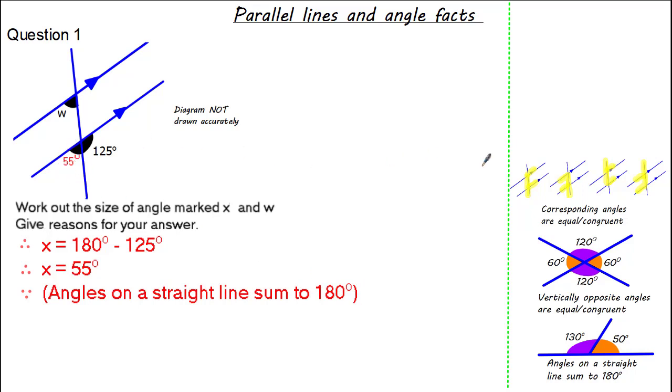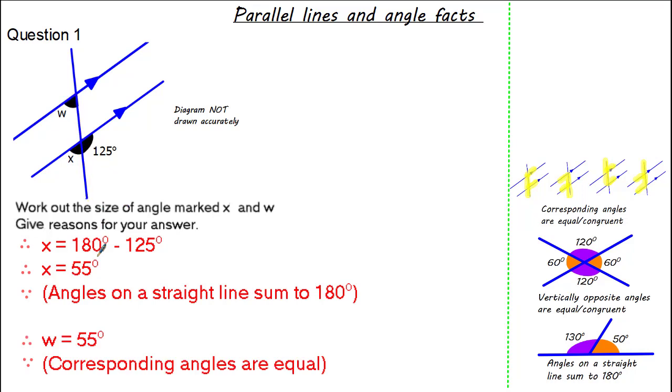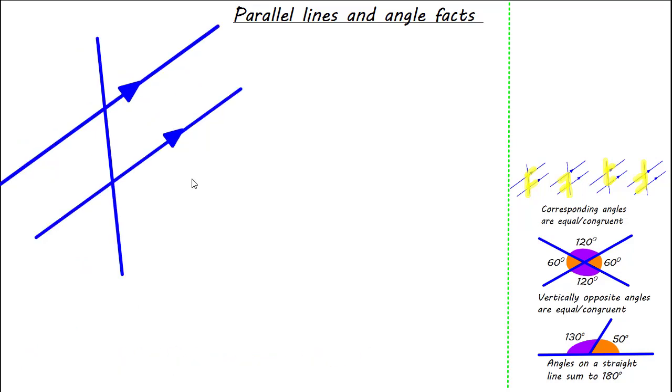Let's see if we can spot another angle fact. You might be able to see our F shape. So that means W is equal to 55 degrees because it's a corresponding angle, and we know corresponding angles are equal. Now let's move on to another angle fact. We know these angles are corresponding angles and they're equal. We know these angles are vertically opposite angles, so are also equal.